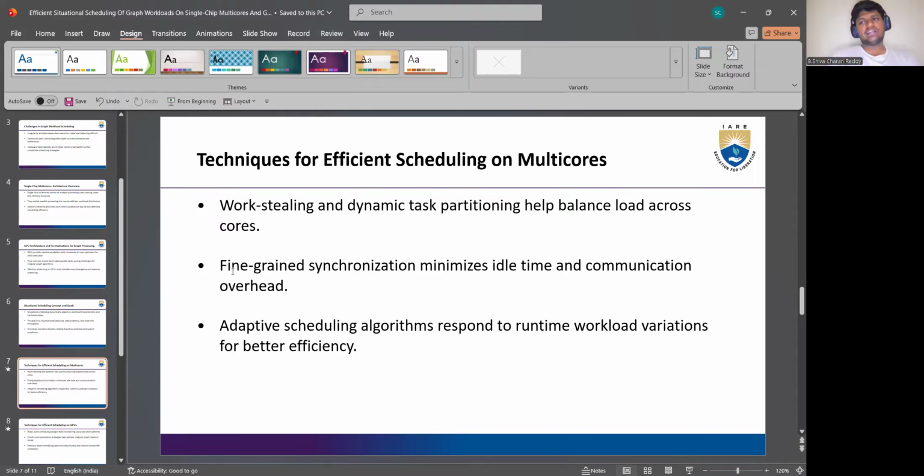If fine-grained synchronization is being done, idle time is reduced and communication overhead is also minimized. Adaptive scheduling algorithms can respond to runtime workload variations for better efficiency. These adaptive scheduling algorithms can be used to respond to runtime workload variations for better efficiency.